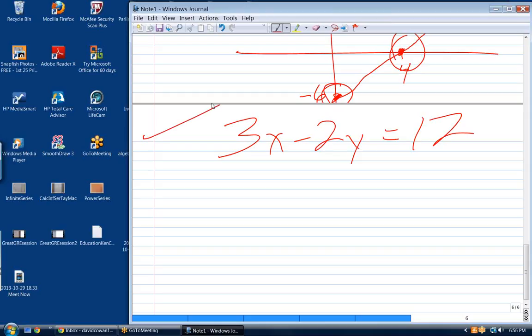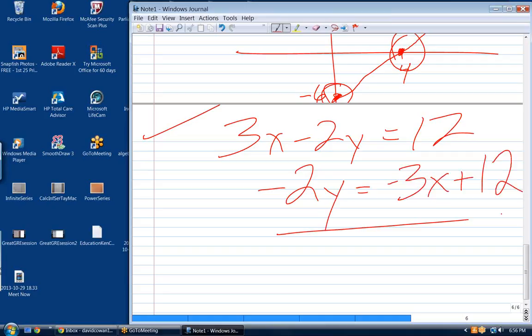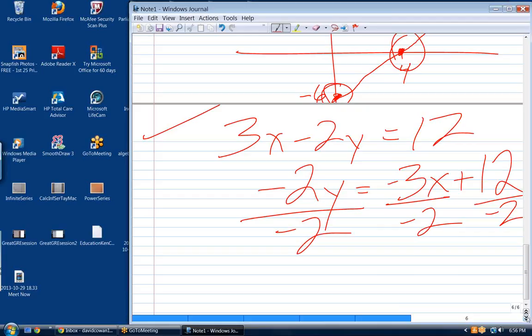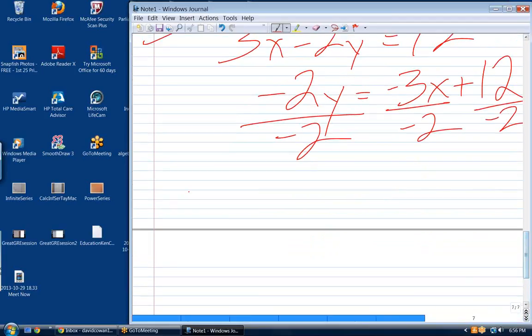Well then, would you just subtract 3x from both sides? Yep. And I'm going to put it in front because I want to get close to y slope-intercept format. And then you would divide by -2, every term, including this one. So now you have y equals 3/2 x minus 6.